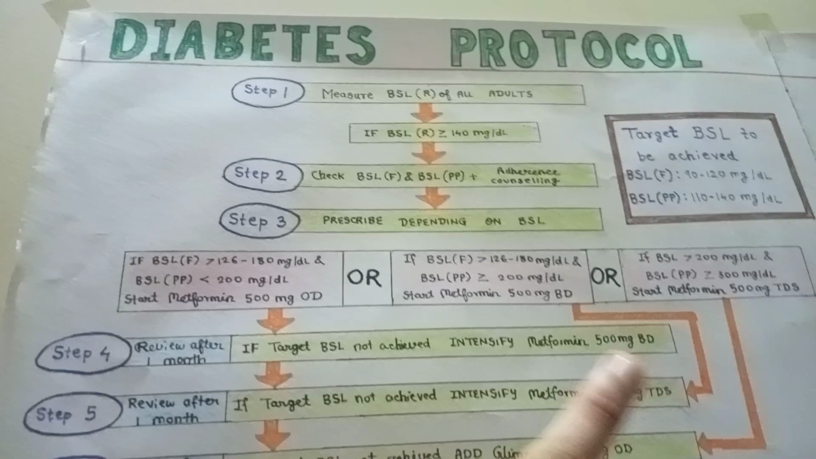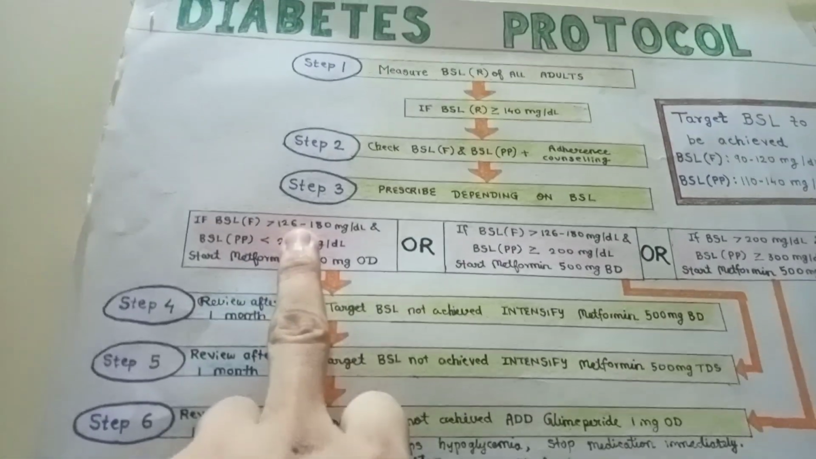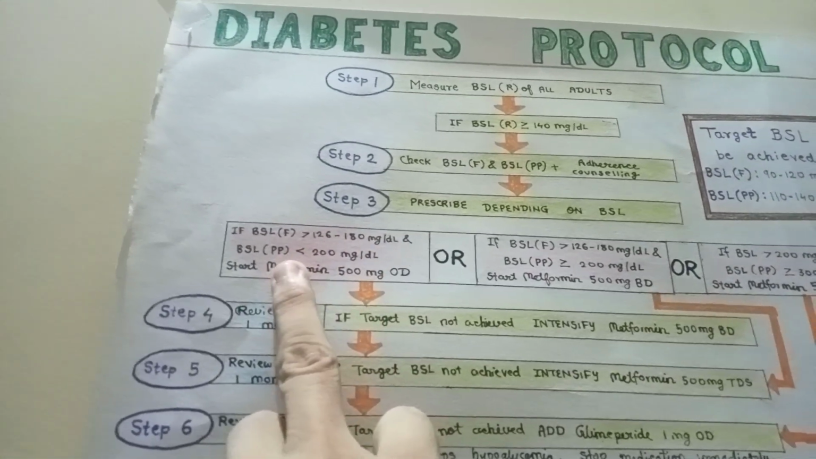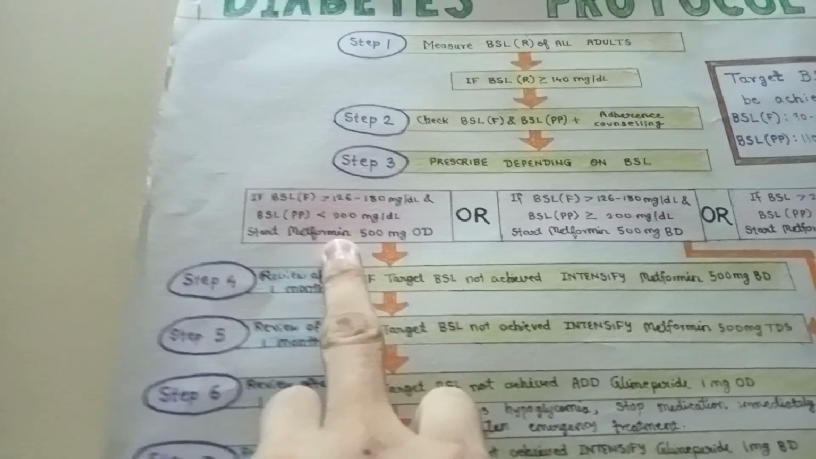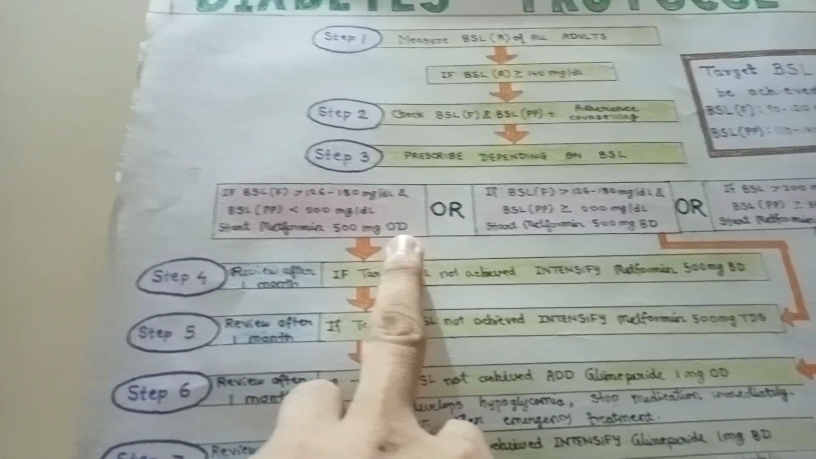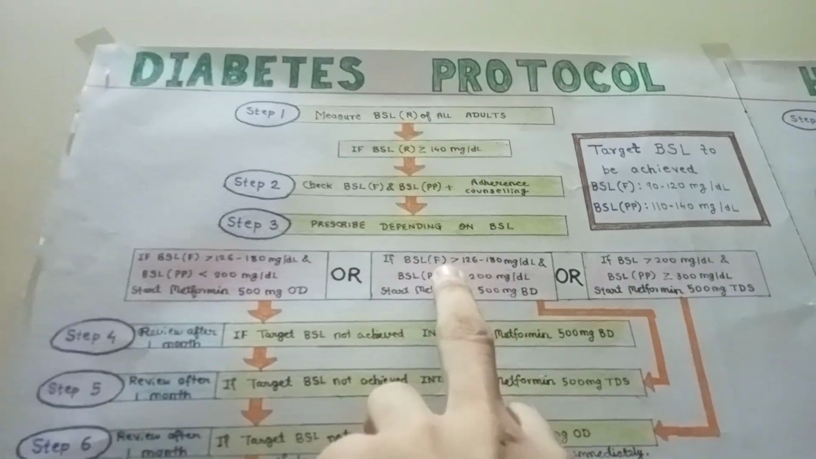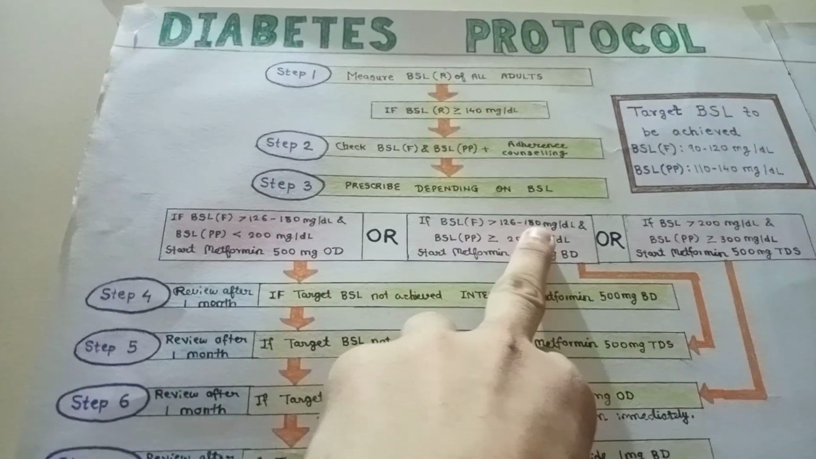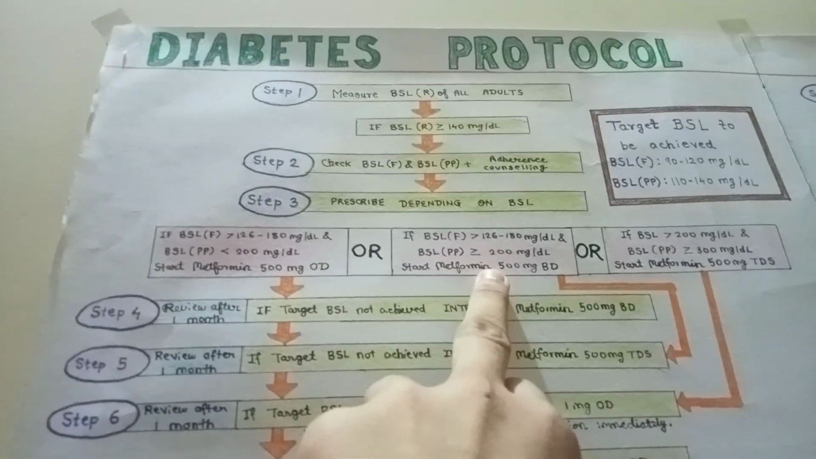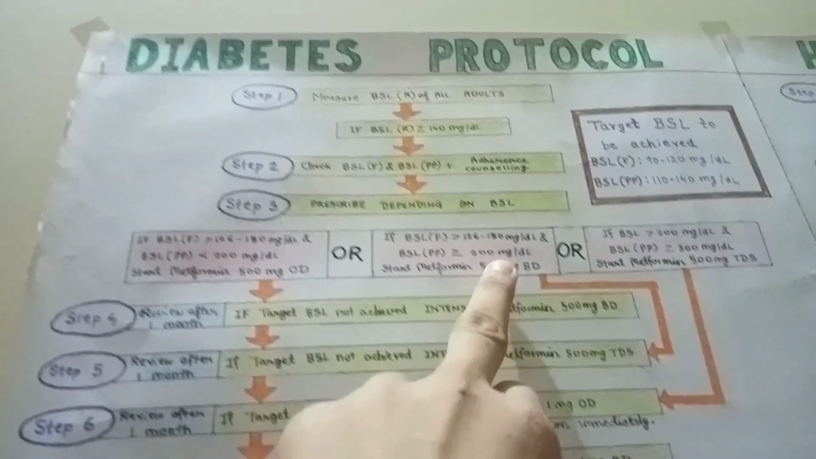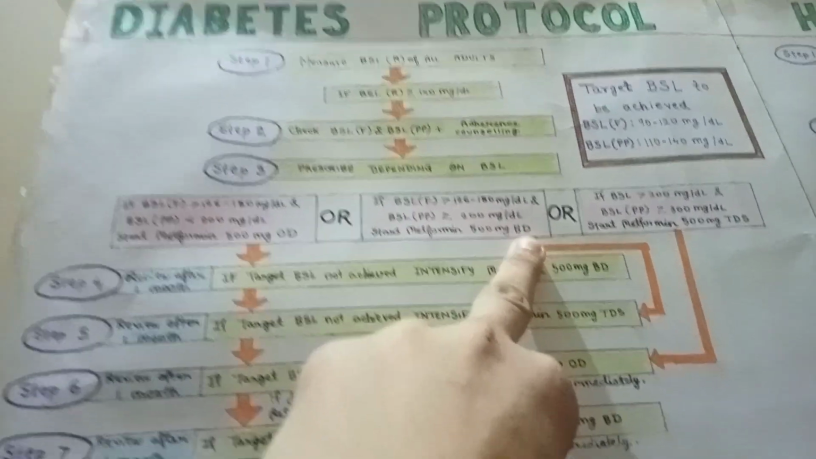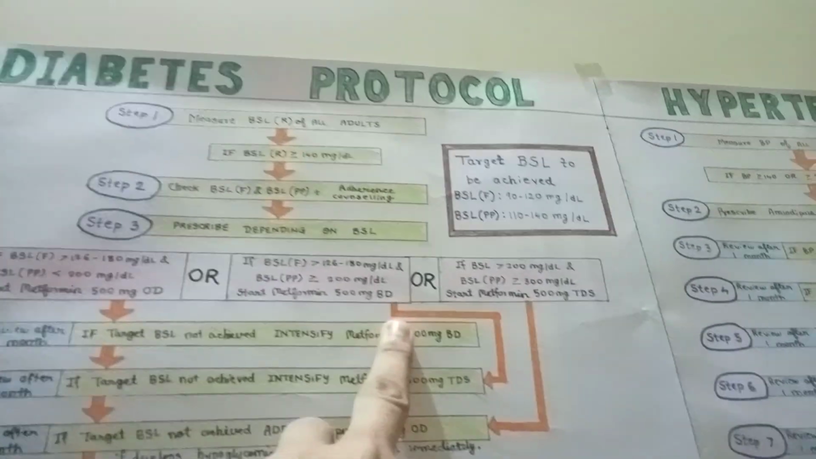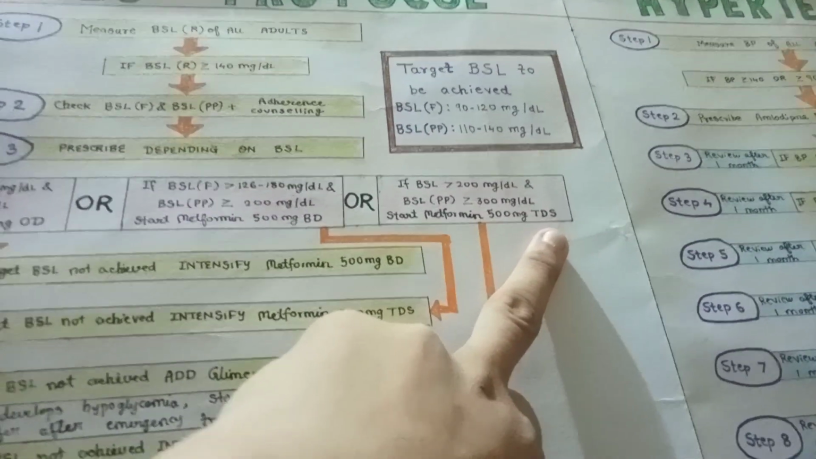So there are 3 cases. If fasting is 126 to 180 and postprandial is less than 200, then start metformin 500 milligram OD, meaning once a day, mainly for type 2 diabetes mellitus. Or if fasting is the same, 126 to 180 as above, and postprandial is more than or equal to 200, then start metformin 500 milligram BD, meaning twice a day.